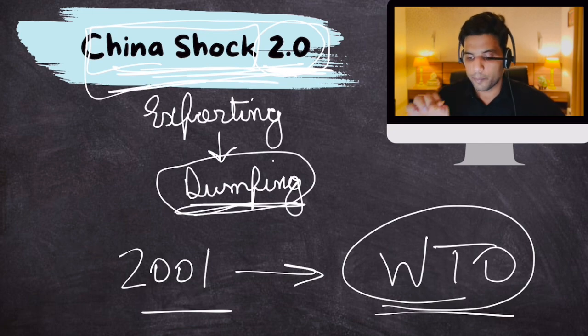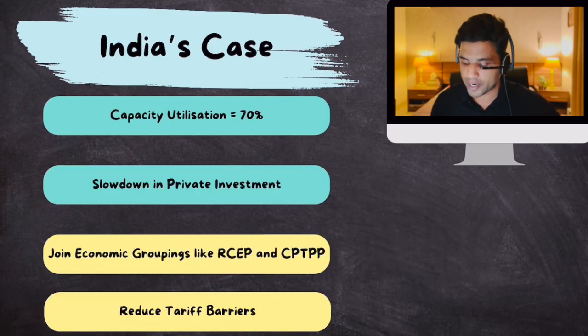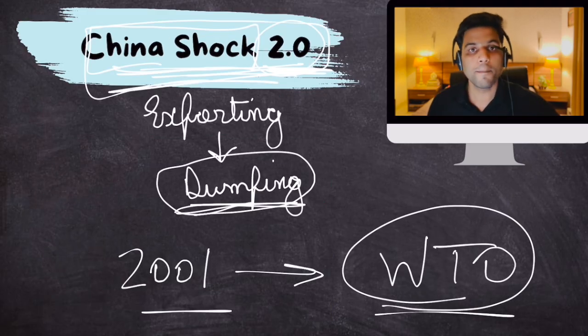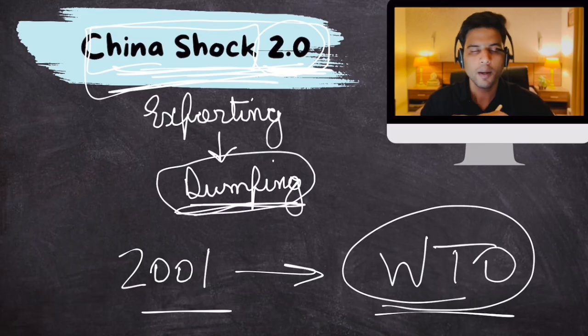Now, because of this China Shock 2.0, many Western countries started talking about moving away from China. And that is where the China plus one strategy comes in. Now, if India had capitalized on this strategy, India could have benefited a lot. India could have gained a lot of jobs, foreign investment, GDP growth. But India could not. And there were a few reasons for that.